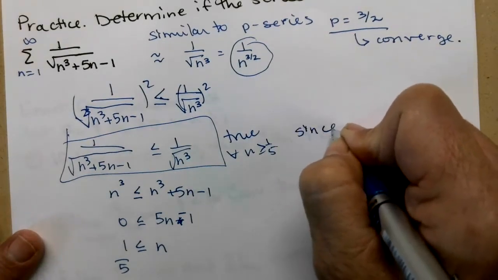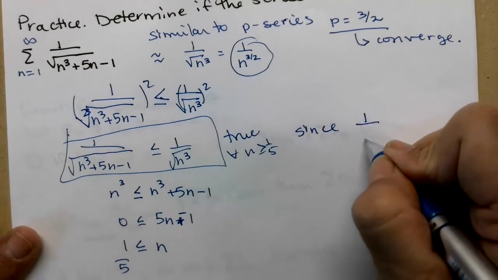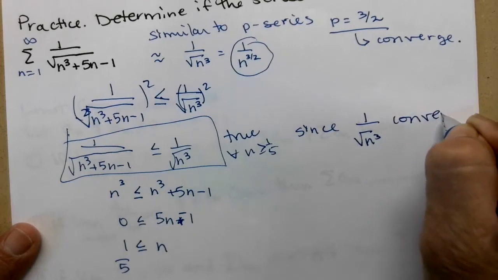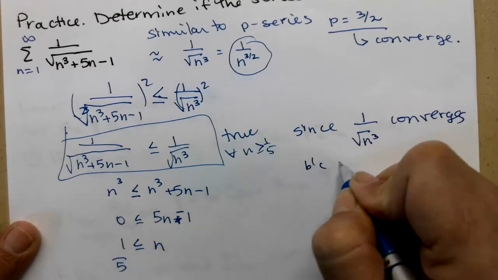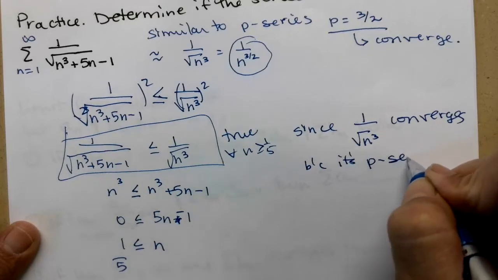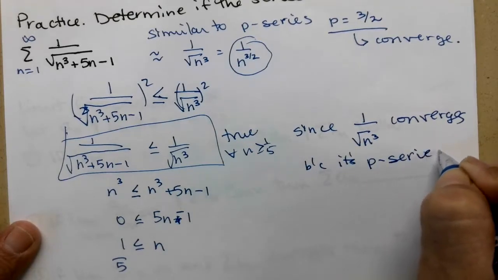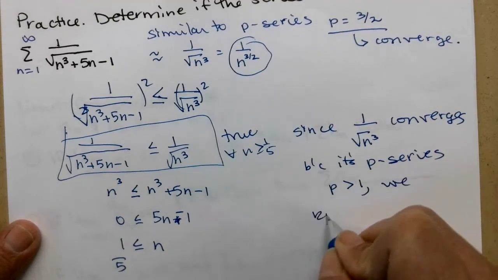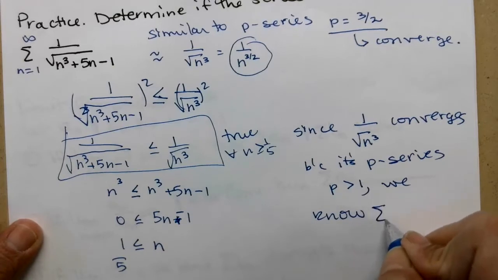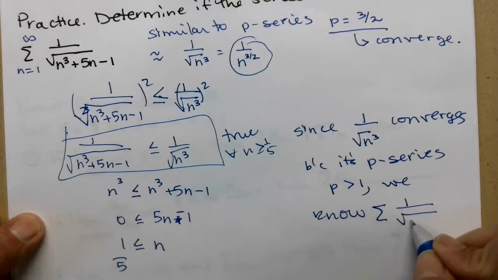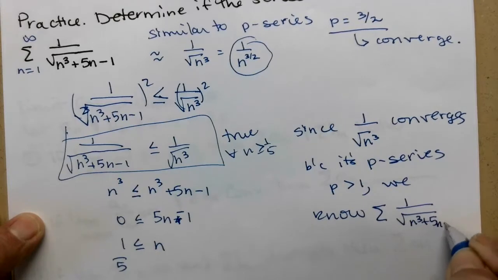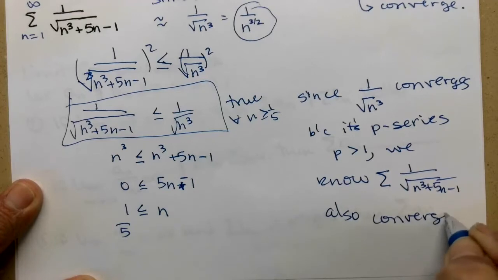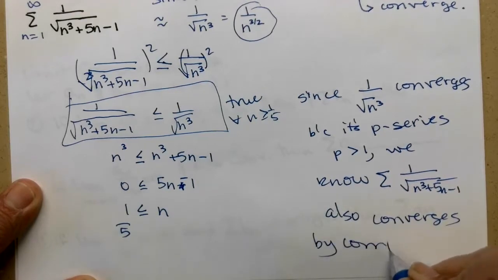And since we know that 1 over the square root of n cubed converges, because it's a p-series with p greater than 1, then we know that our other series, n cubed plus 5n minus 1, also converges by the comparison test.